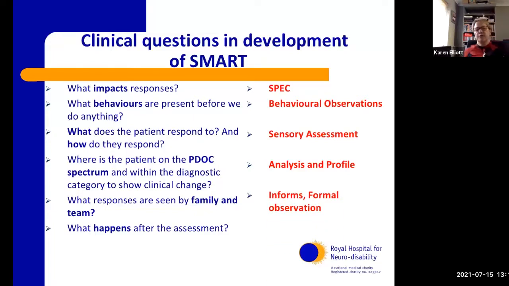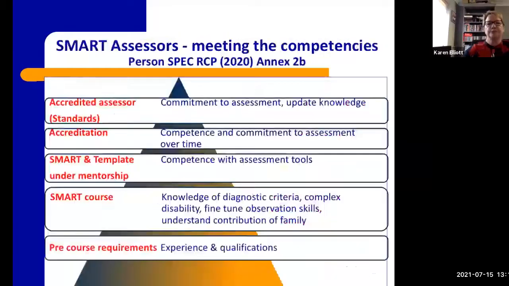And lastly, as I've already mentioned, it's about what happens after the assessment. And that's key, obviously, for clinicians, but also for case managers. We have this identified diagnosis, we know what they can do, so what? What do we do now? Families want to know, what do we do now? And that's why we have intervention and management strategies as part of the assessment process.